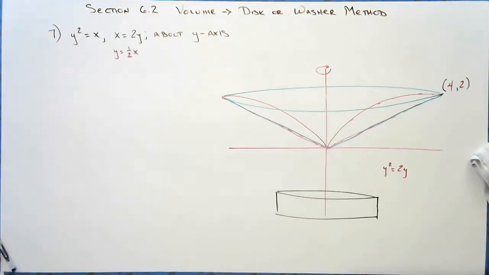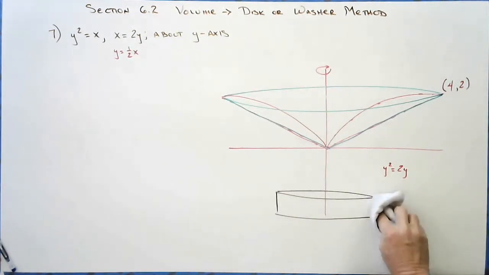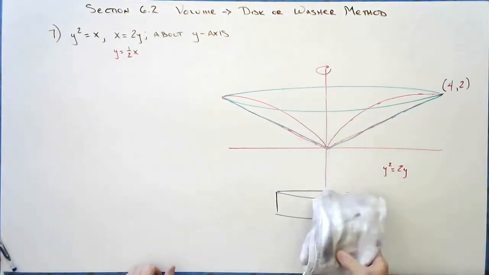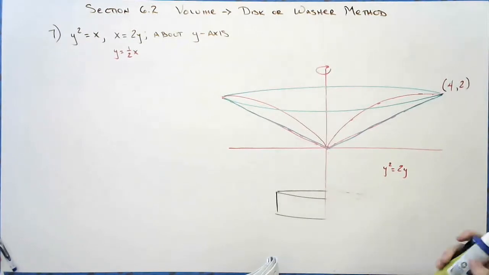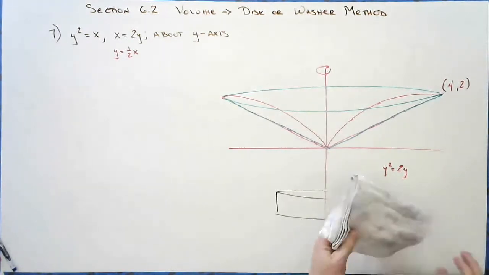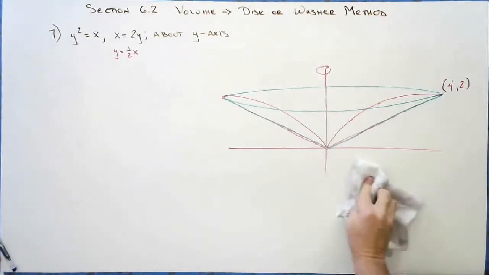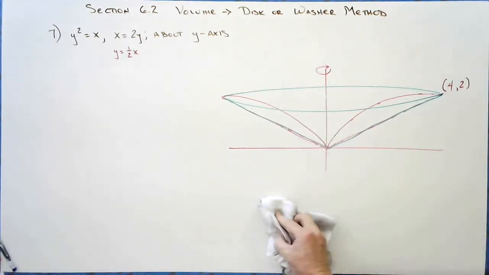That would be a cylinder. That's not a disc, nor is that a washer. And that's the method that we're going to learn in section 6.3, the method of cylindrical shells. We don't want a cylinder. So we want to visualize what this would look like if I sliced it vertically, and we're going to see that if we slice it vertically, we're going to get a cylindrical shell.